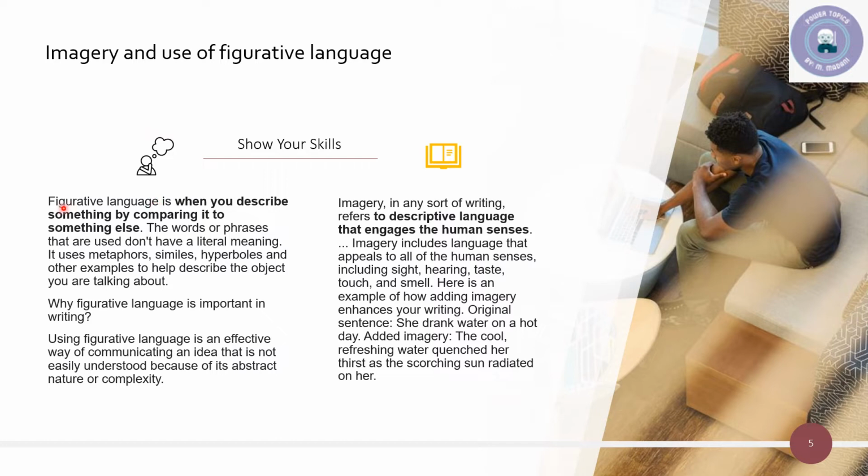Figurative language. Figurative language is when you describe something by comparing it to something else. The words or phrases that are used don't have a literal meaning. It uses metaphors, similes, hyperboles, and other examples to help describe the object you are talking about. Why is figurative language important in writing? Using figurative language is an effective way of communicating an idea that is not easily understood because of its abstract nature or complexity.